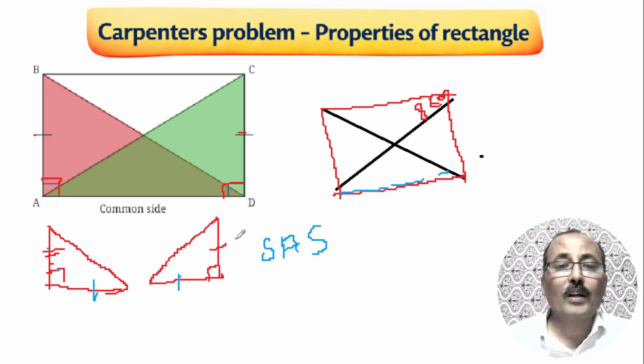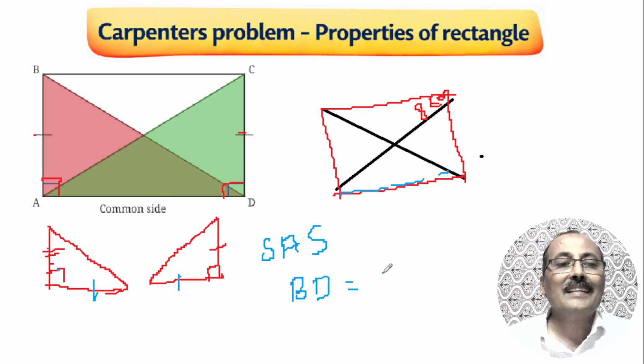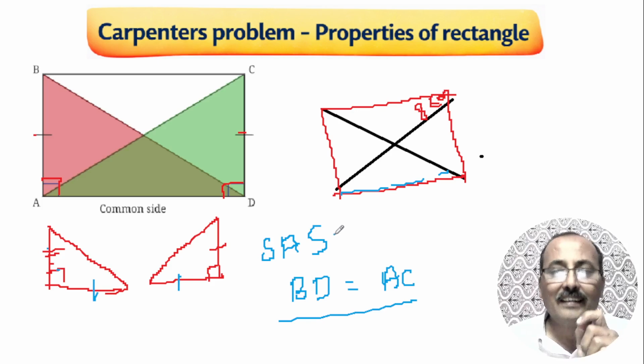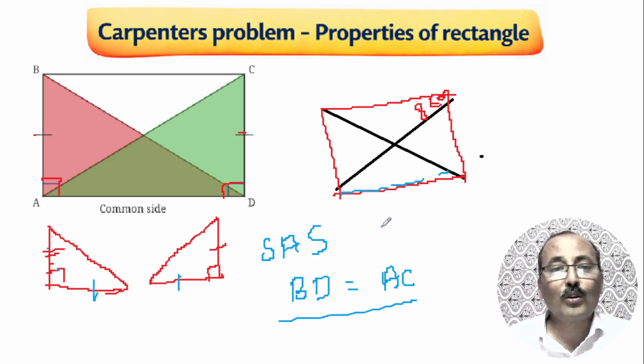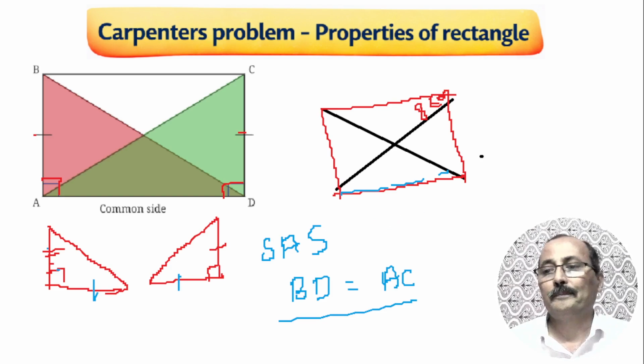Now with the help of that, we can say that side BD and side AC are equal. That's all we want. What we have proved now in the first proof is that the two diagonals are equal. Okay, we'll go to the second proof.